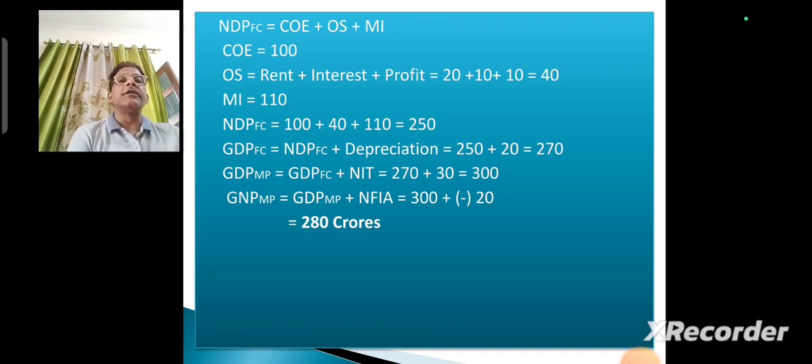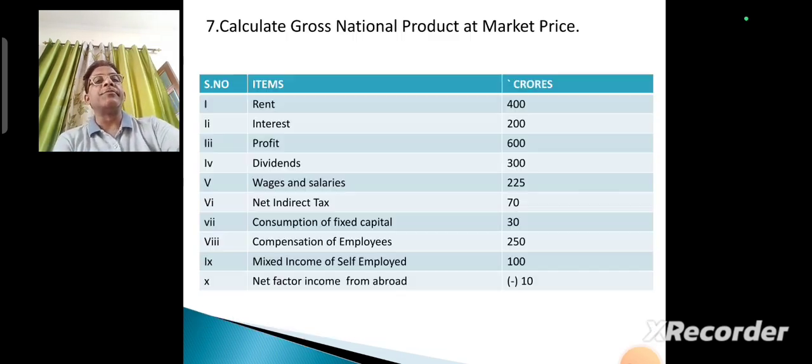You can see NDPFC equals COE plus OS plus MI: COE 100, operating surplus is 40, MI 110. So NDPFC will be 250, the sum of these three items. Then depreciation and NIT have to be added, because actually you are calculating GNPMP. Now this is another question in which GNPMP has to be found.